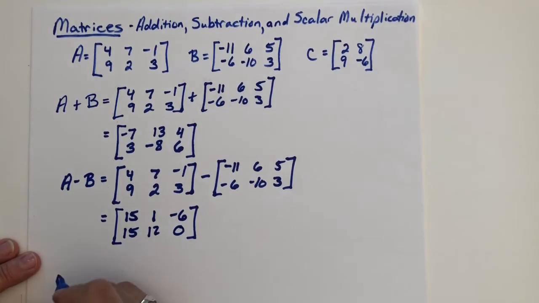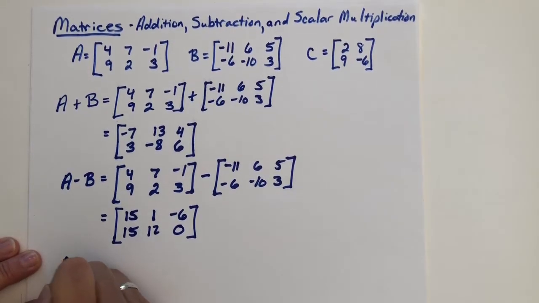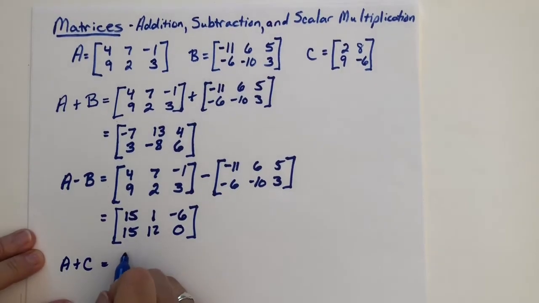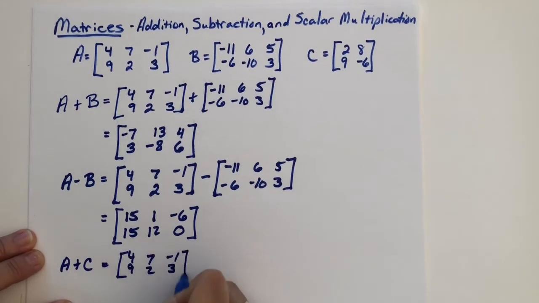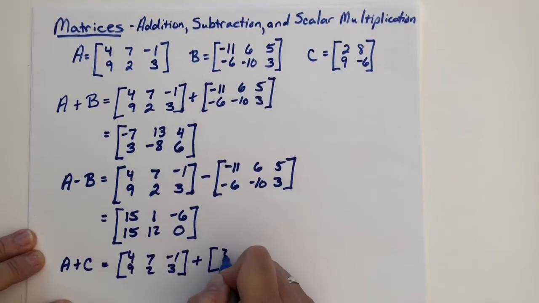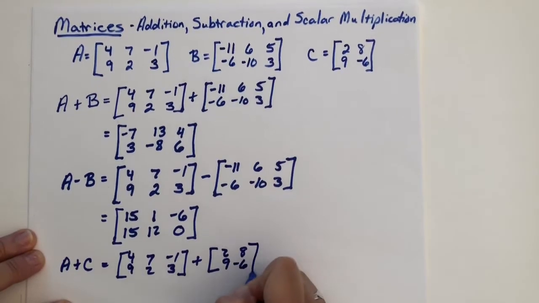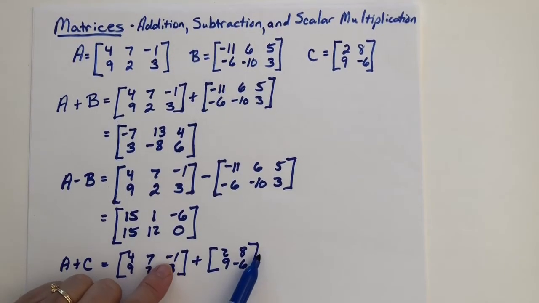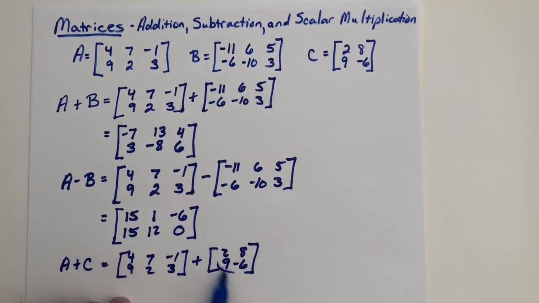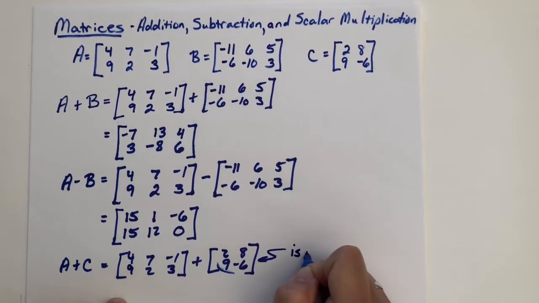Now notice if we tried to add A plus C together. We would have our 4, 7, negative 1, 9, 2, 3, plus, I can certainly write the problem down, 2, 8, 9, negative 6. However, if we started to add corresponding entries, first you might say, well, there's a 4 and a 2, and there's an 8 and a 7. But there is no entry on this matrix that corresponds to these entries in the first matrix. So in fact, we say this sum is undefined.